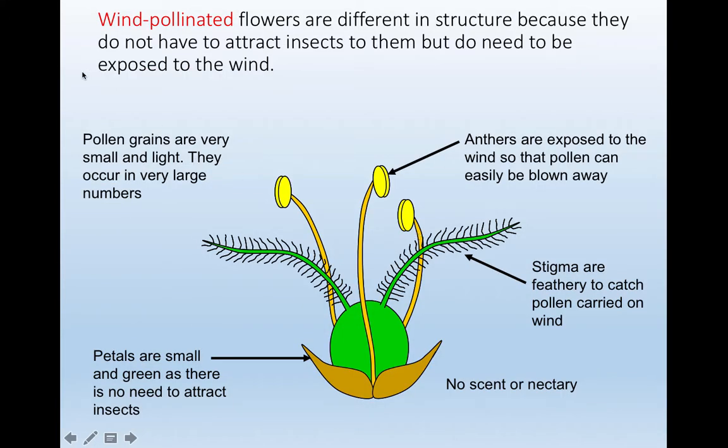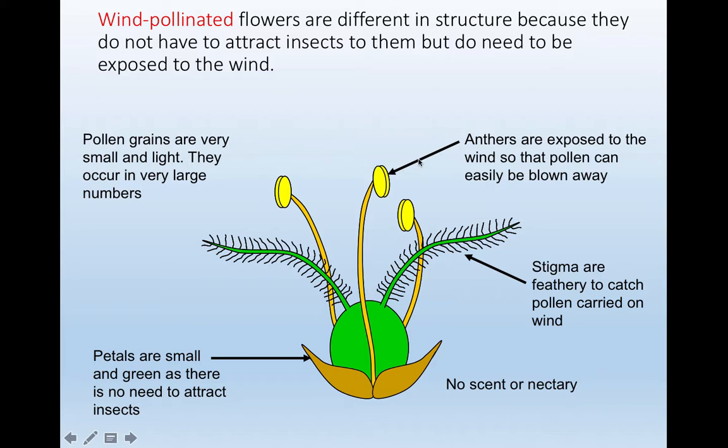Wind-pollinated flowers are a little bit different. Their structure is something different. They don't have the attractant of insects, but they need to be exposed to the wind. So notice the petals are often small on some of these that are carried by wind. Pollen grains are going to be very small and very light, and they're going to be in much larger numbers.